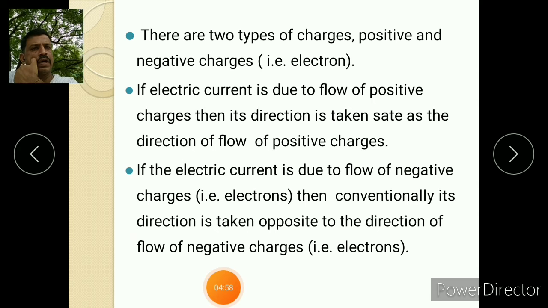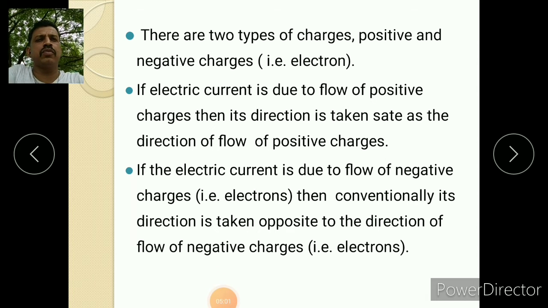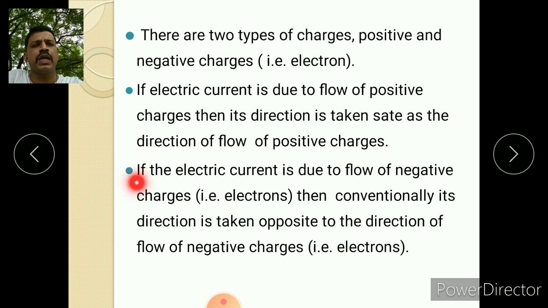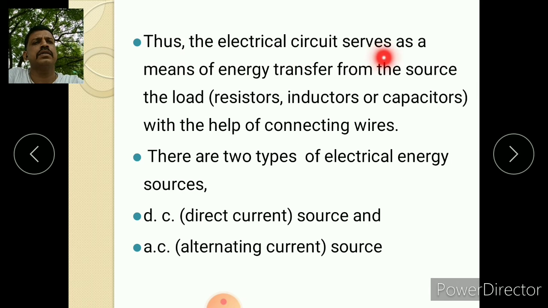So here again we start. There are two types of charges, positive and negative charges, that is electron. If a current is due to the flow of positive charge, then its direction is taken as the direction of flow of positive charges. If the electric current is due to the flow of negative charge, that is electrons, then conventionally its direction is taken opposite to the direction of flow of negative charge. Thus, an electric circuit serves as a means of energy transfer from the source to the load, resistors, inductors and capacitors with the help of connecting wires.